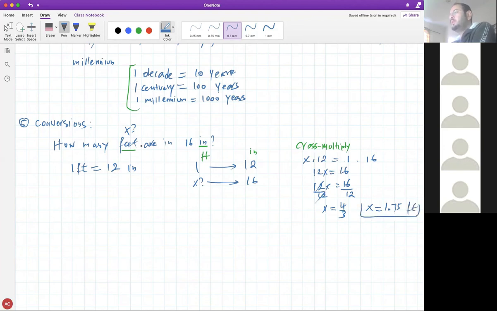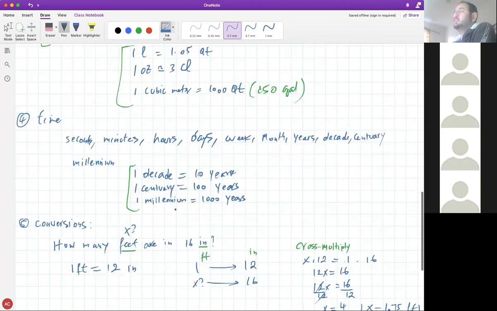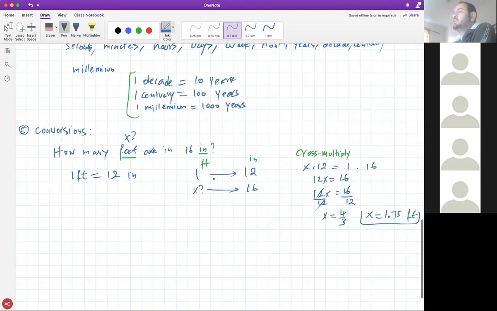So it works the exact same way, no matter what the units are. You just have to put the problem into two ratios like these, or you can make them fractions. But this way makes more sense. So 1 foot has 12 inches. Then we know the inches here, but we don't know the feet. Or sometimes you may have the feet, but you don't know the inches. You put X here. Either way, you cross multiply, divide, and you get your number. Works with every unit.